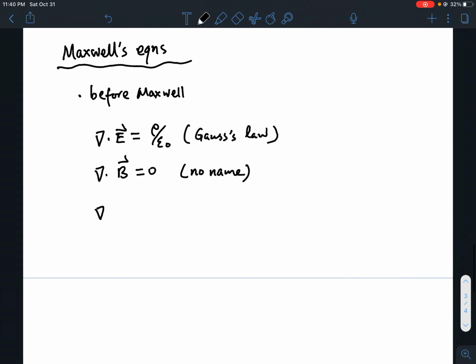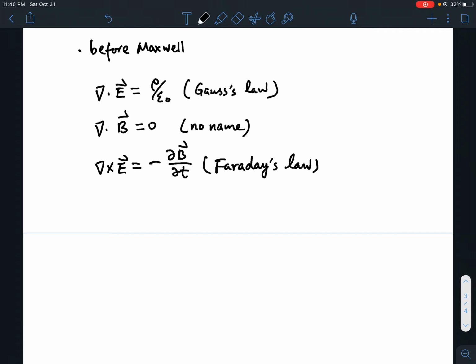Then we have Faraday's law: del cross E equals minus partial B over partial t. This is really Faraday's law: the changing magnetic field will create an induced electric field. And then we also have del cross B equals mu 0 J, which is Ampere's law.